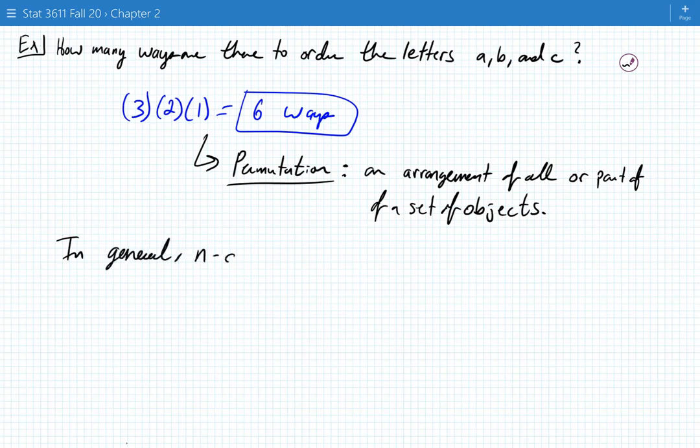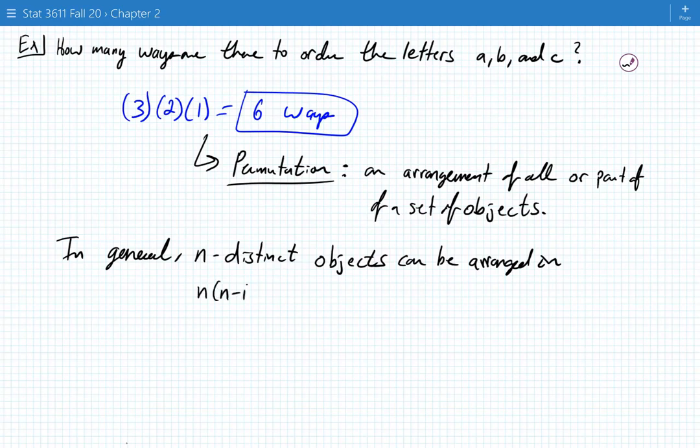In general, n distinct meaning you can tell the difference between the n objects. N distinct objects can be arranged in n times n minus 1 times n minus 2, and so on, all the way down to 2 times 1 different ways. Because, again, once you've used an object, you cannot use it in the next stage in permutations. And so the number of options you have decreases by 1 at each stage.